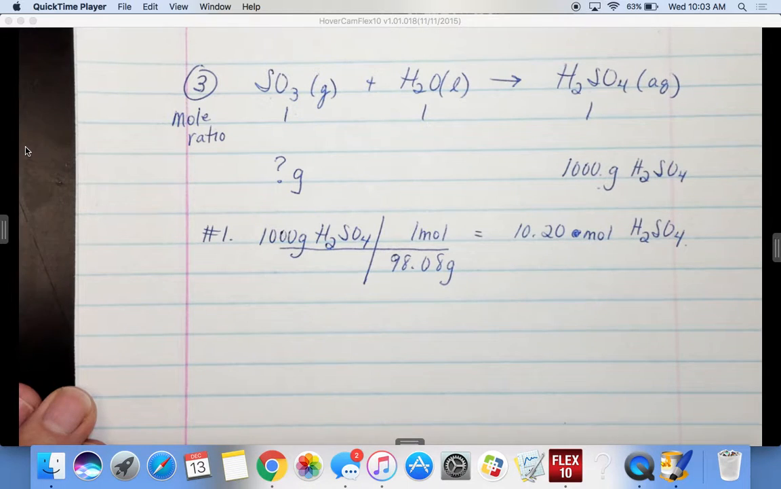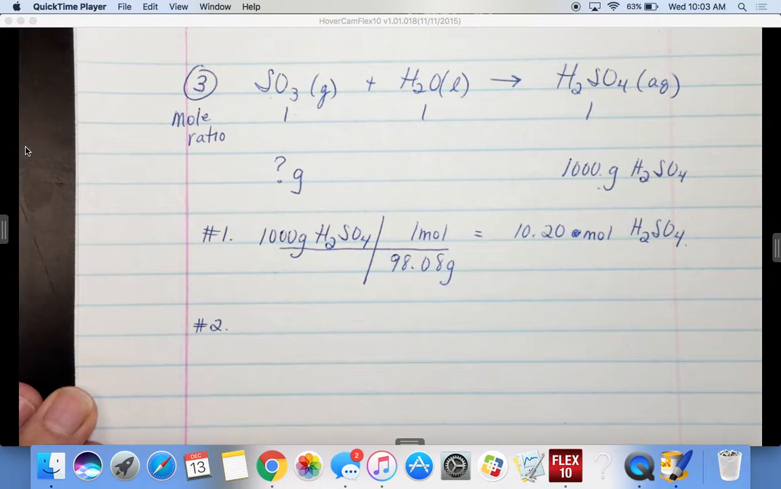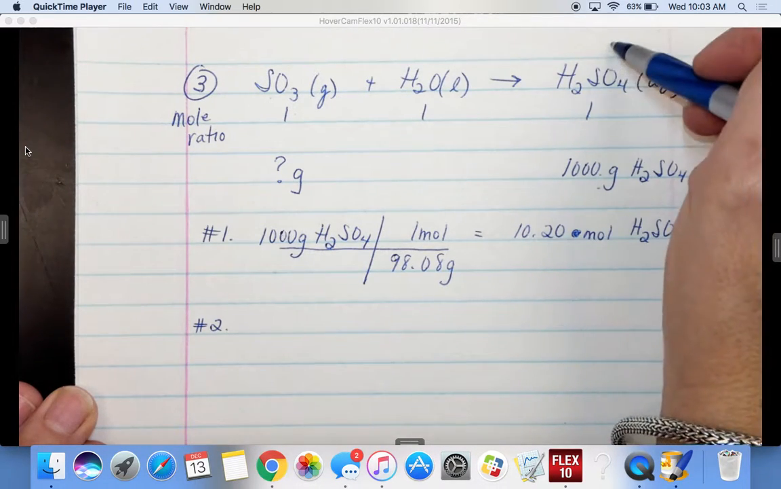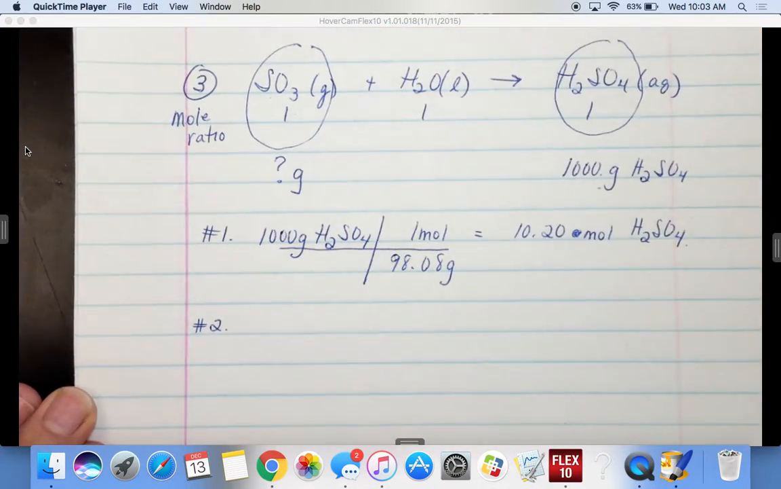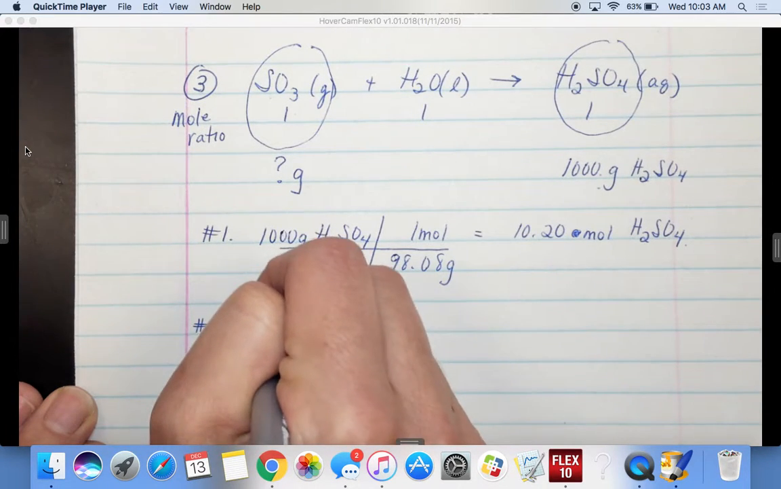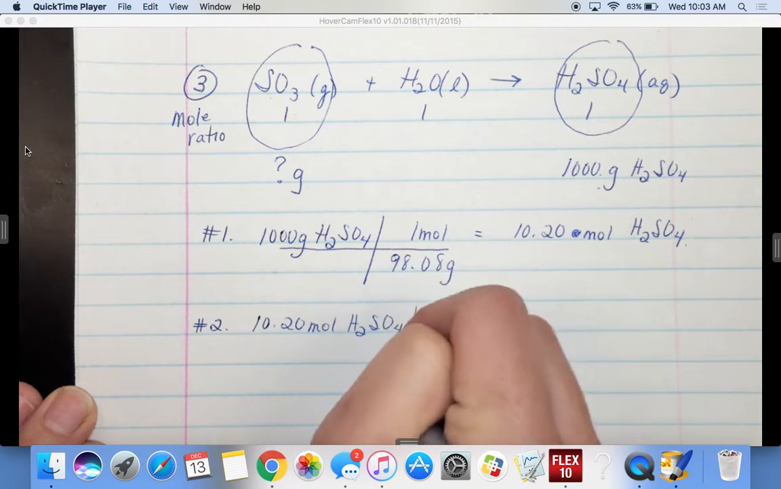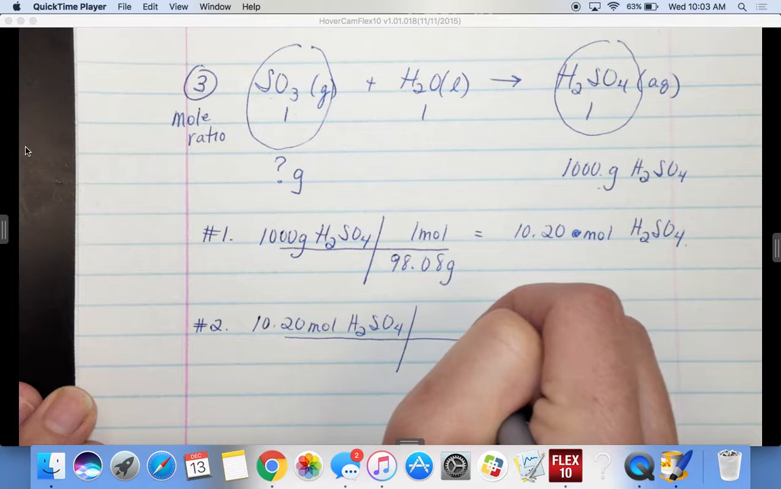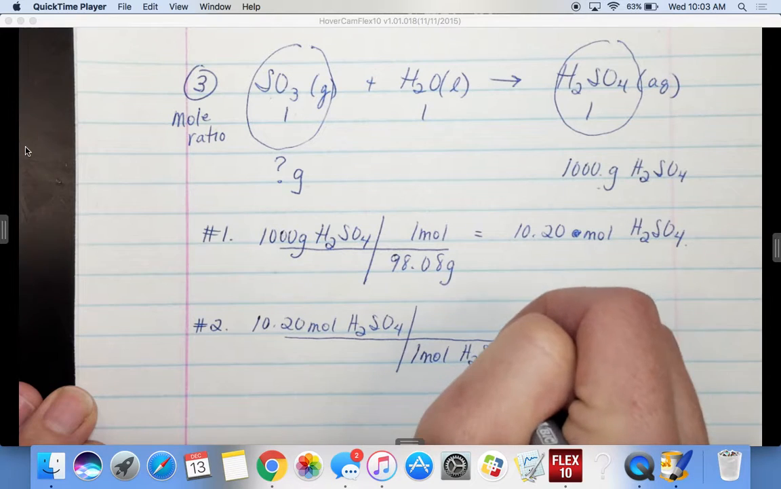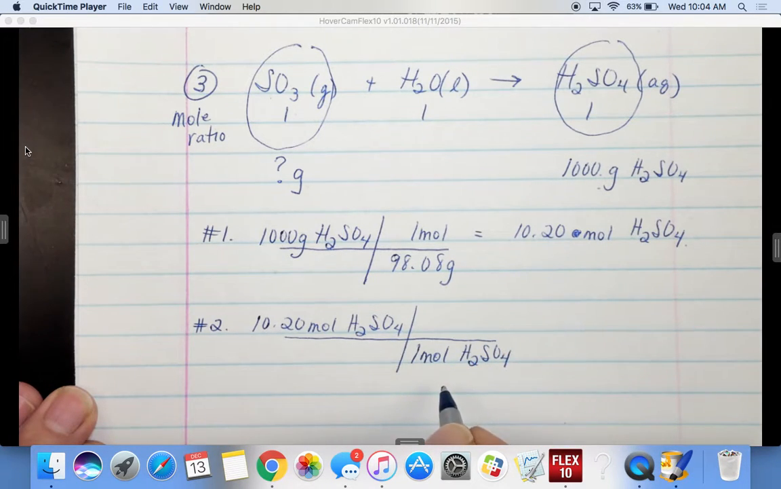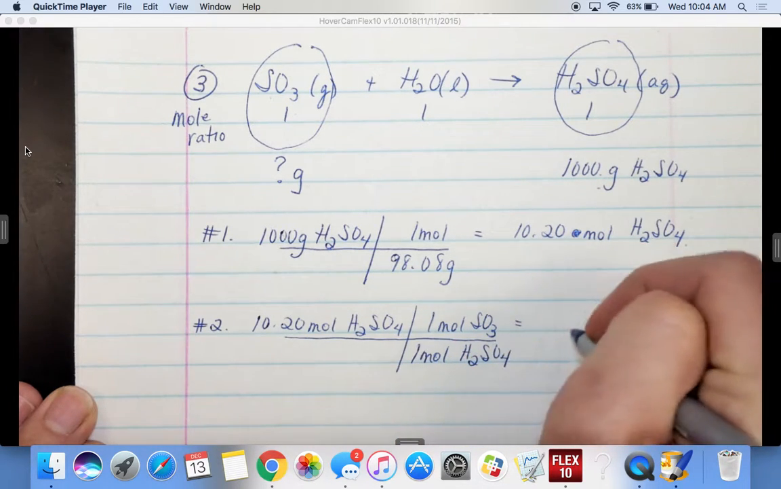All right, now that we've converted to moles, our next step is going to be the mole ratio. So another thing that can be helpful, we're focusing on this, and our mole ratio is 1 to 1. So we're going to take our 10.20 moles of sulfuric acid. Notice I'm writing not only the unit of mole, but I'm writing the substance. And we know from our balanced equation, for every 1 mole of the sulfuric acid, we started with 1 mole of the sulfur trioxide.